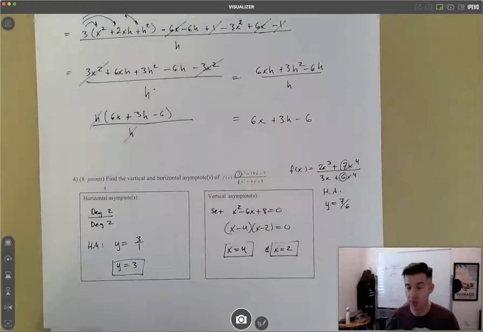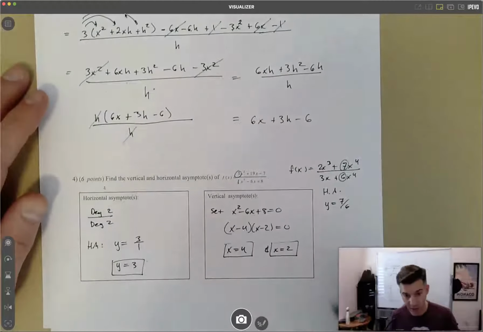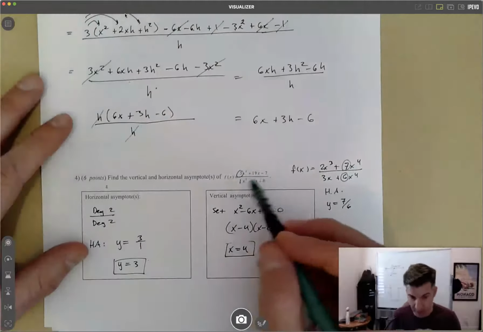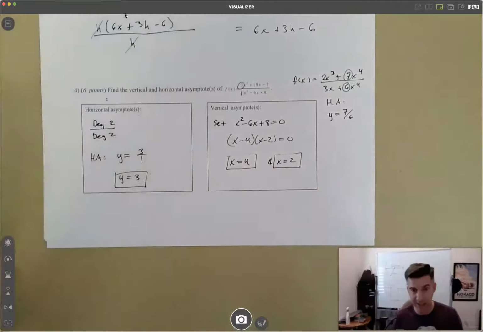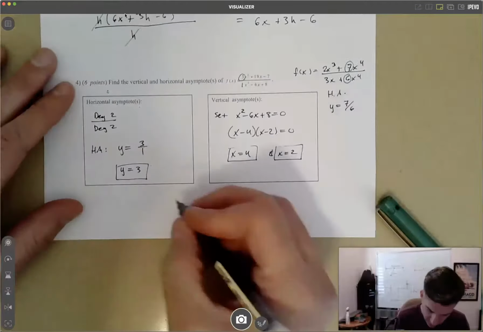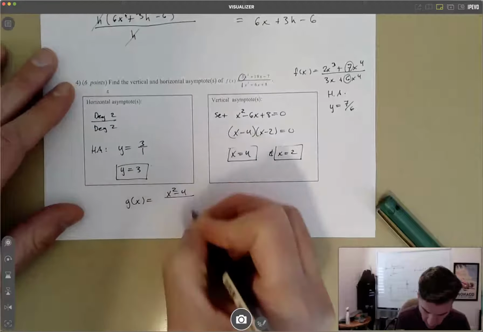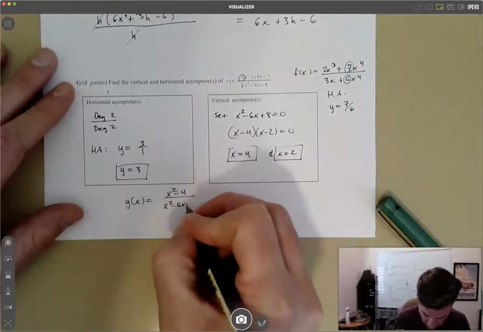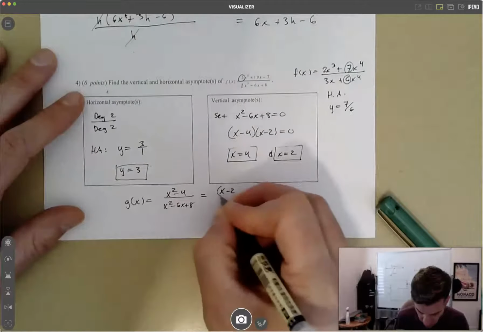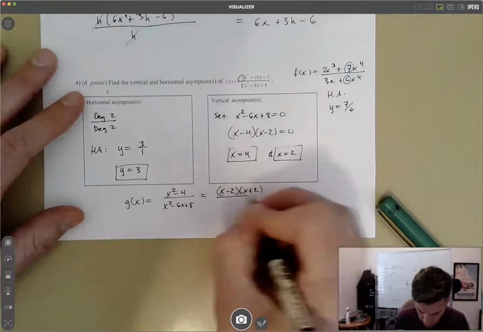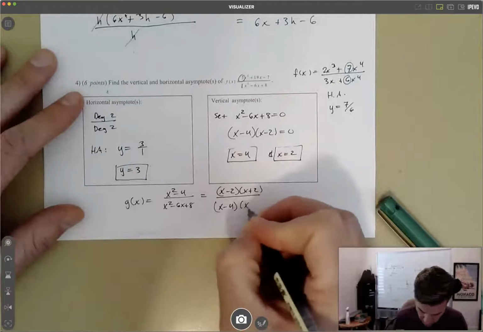One other thing to be aware of is that you don't get a vertical asymptote if that factor would have canceled. So let's say instead we had this, just for another example. Let's say our function was x squared minus 4 over x squared minus 6x plus 8. I'm going to point out that this factors as x minus 2 times x plus 2. And the bottom factors, like it did before, as x minus 4 times x minus 2.